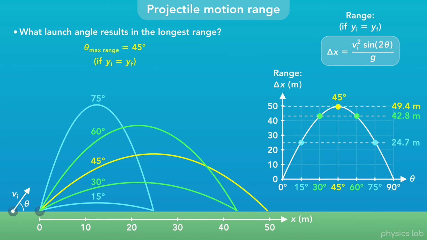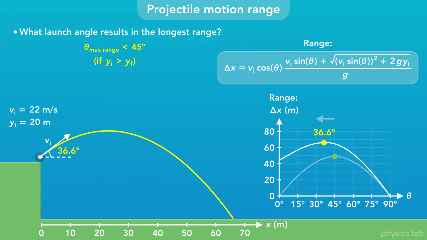A launch angle of 45 degrees results in the maximum range, and the range is the same for two angles that are the same amount above and below 45 degrees. And if the object starts at a greater height, the optimal angle is less than 45 degrees.